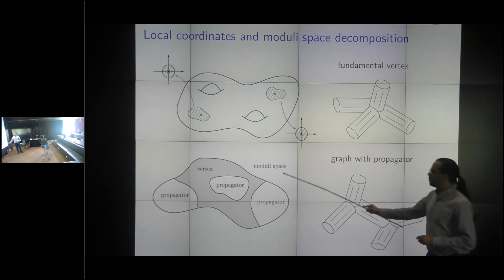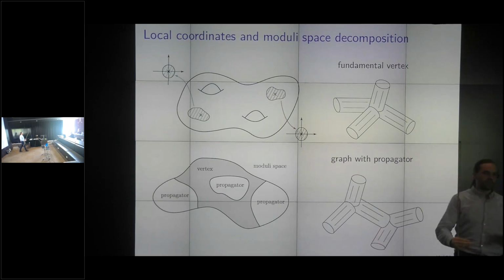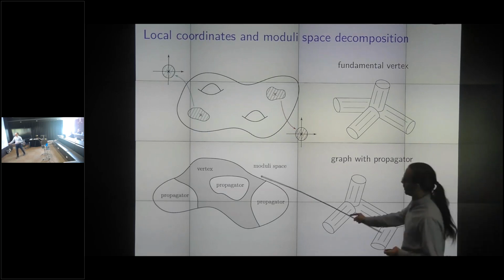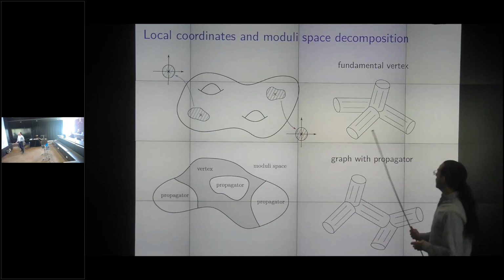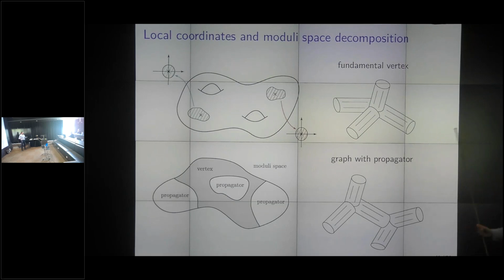Then when you have the moduli space, in fact, you can split it into two different regions. You have one region which I call vertex, and the other is propagator. So what's the difference? When I have strings coming together and interacting, they can interact in two ways. Either all the strings come together, interact, and that's all. So you can imagine two strings coming, interacting, and then two strings coming out.